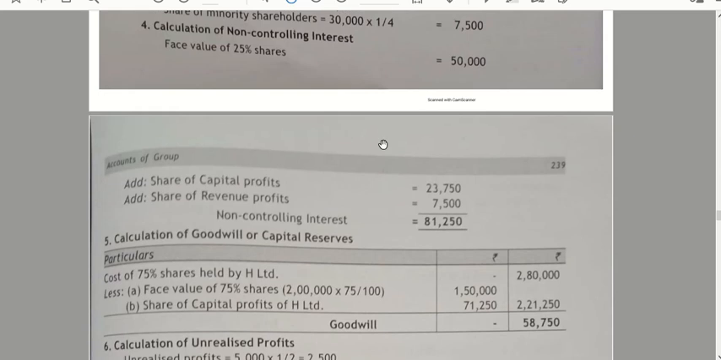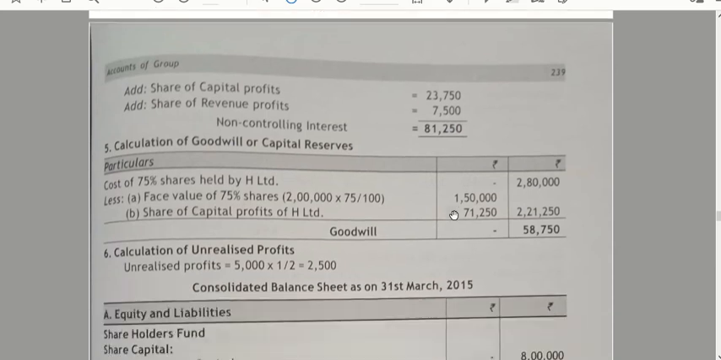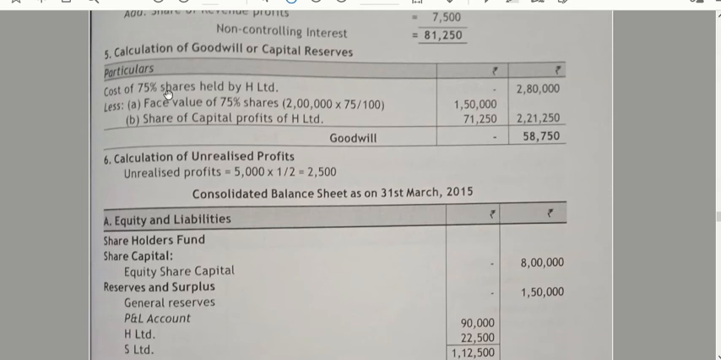So calculation of non-controlling interest: face value of 25% shares, which is 50,000. Add your share of capital profits, add your share of revenue profits, which is 23,750 and 7,500. The total you get is 81,250.